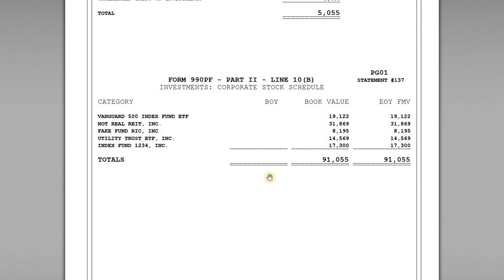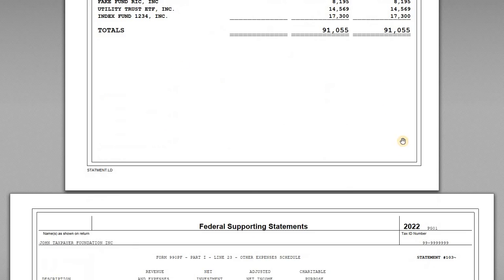You shouldn't just say, oh, I have $91,000 in publicly traded stock. You have to list each entity that you're invested in, right? And so the 990-PF here has listed out each publicly traded investment. So we've got a Vanguard fund, a REIT, another RIC, a utility trust, and so on. So you want to be as detailed as possible on these supplementary schedules. Don't just clump everything together in one.